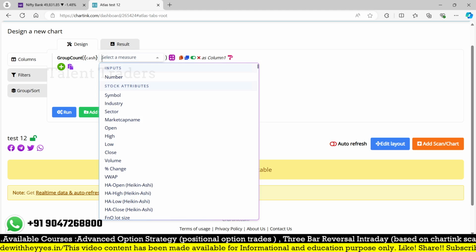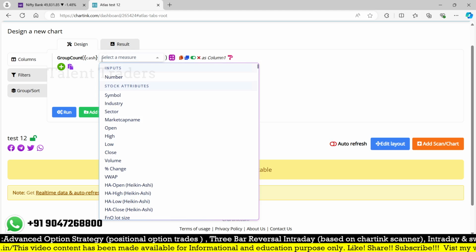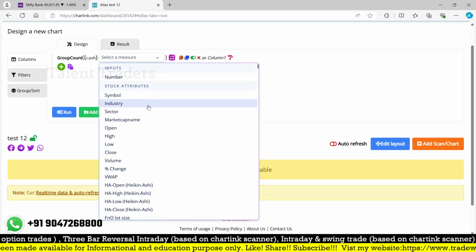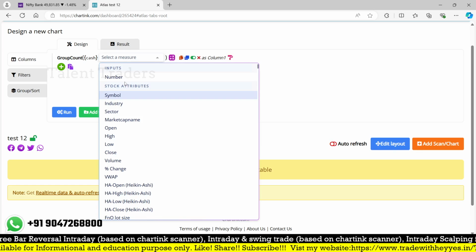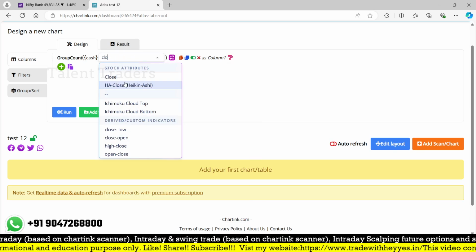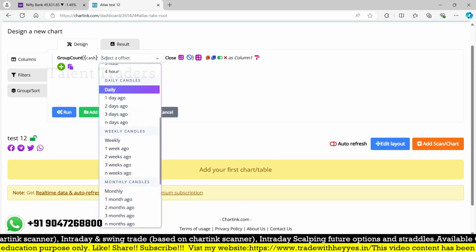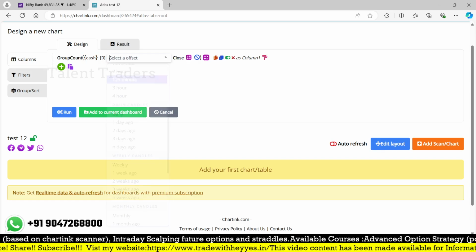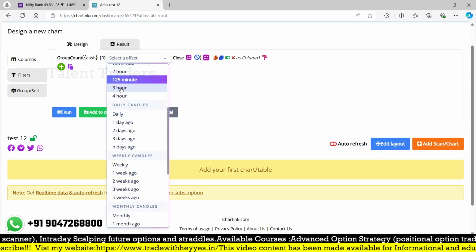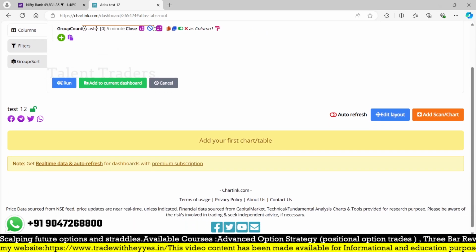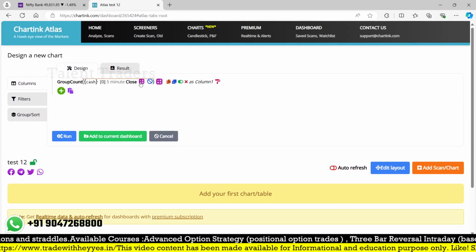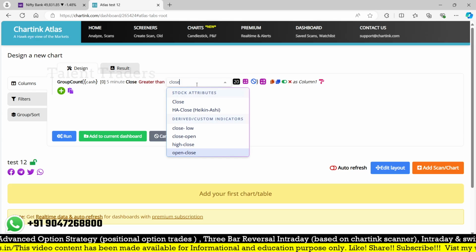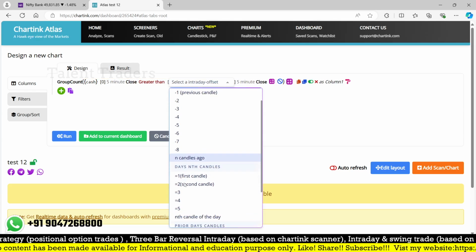If the stock is trading greater than the previous day close, it is a positive stock, and if it is trading below the previous day close, it is a negative stock. Based on that we are going to filter. I'm using the closing of the 5 minutes condition. That 5 minutes I will take, and we are comparing with the previous day. So go for the 5 minutes close, which must be greater than the closing price of 1 day ago. That will tell you the stock which is trading.